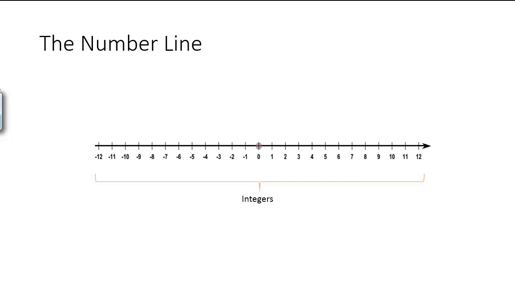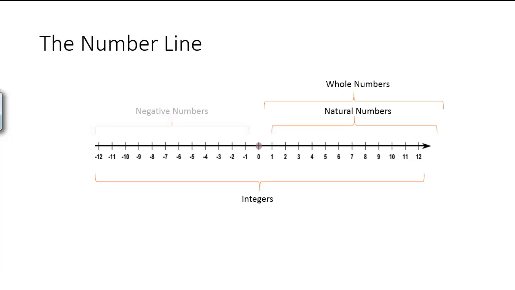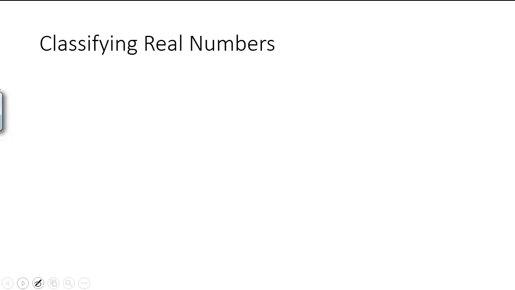These are called integers. They are non-fractional numbers. Further, if you think of 1 and higher from the integers, those are natural numbers, and 0 and higher are whole numbers. Anything less are referred to as negative numbers. These classifications allow us to determine what kind of number we're dealing with.